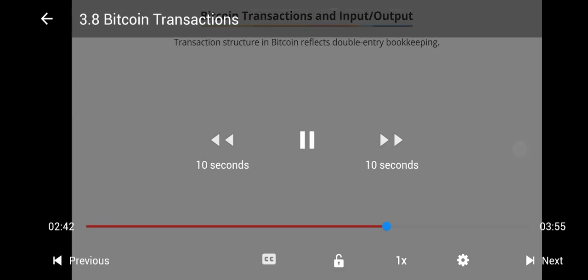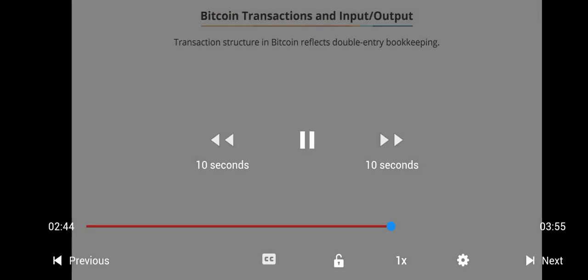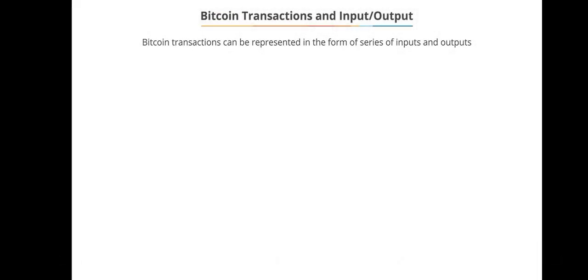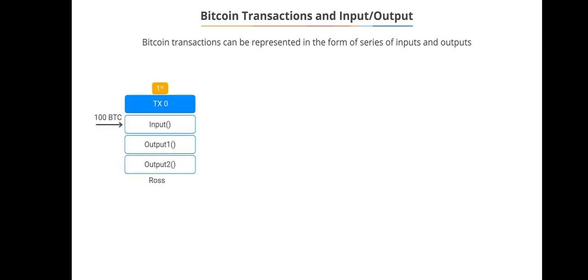Bitcoin transactions and input-output. Now, let's take a look at Bitcoin transactions and input-output. Transaction structure in Bitcoin reflects double-entry bookkeeping. Bitcoin transactions can be represented in the form of series of inputs and outputs. Below, we can see a scenario where Ross receives 100 Bitcoins.